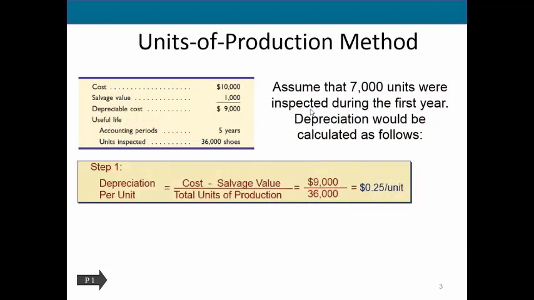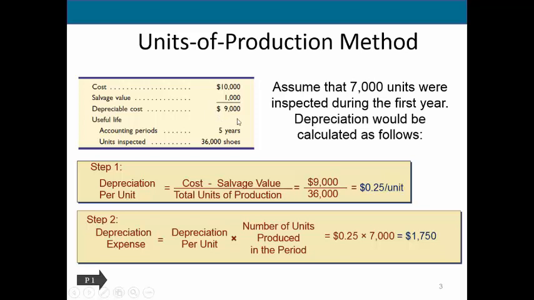If you'll remember, our depreciable cost is $9,000, so our numerator is going to stay the same. And then the total units of production, or the total life that we think we will get out of this asset, is 36,000 units, or 36,000 shoes. So what this tells us, 9,000 divided by 36,000, is that for every unit we produce, or every unit we inspect, in this case, as this is a machine that is inspecting our shoes, we will depreciate the value of this machine at 25 cents per unit.